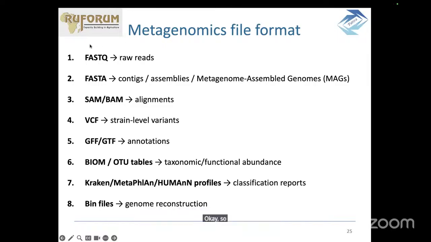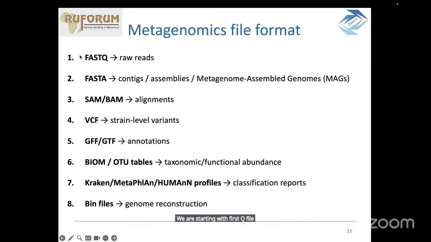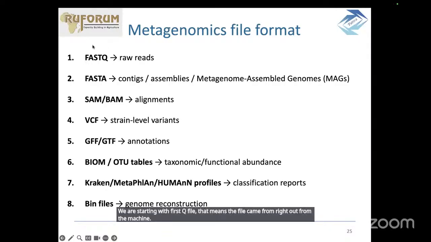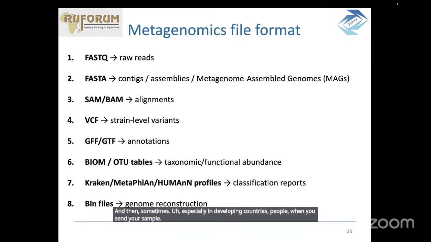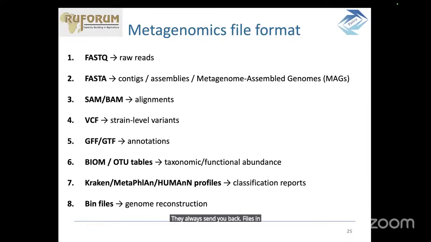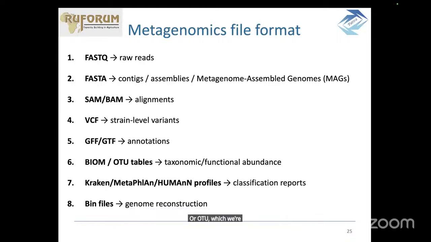Okay, so for us, we're going to start this metagenomics in this webinar with the FASTQ file. That means the file came right from the machine. And then sometimes, especially in developing countries, when you send your sample, they send you back files either in Excel or in comma separated value. After almost doing everything, they sometimes send you an OTU table, which we're going to see later. So I want to share with you this type of files, but we're going to work with FASTQ files.